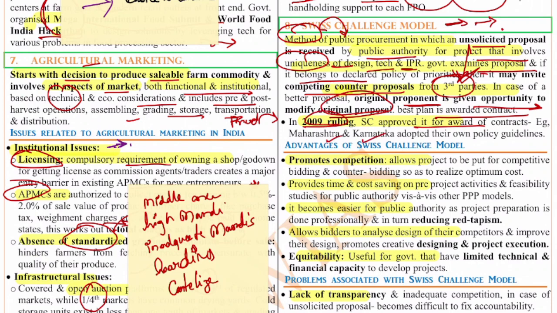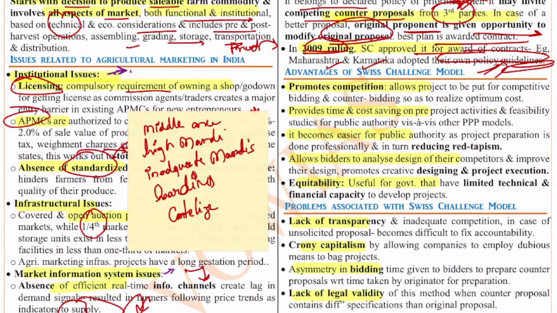For example, Maharashtra and Karnataka adopted their own policy guidelines for this. And the Swiss challenge has various advantages. The first is that it promotes competition among the various bidders, it promotes innovation, and the counter bidding ensures realizing an optimum cost.